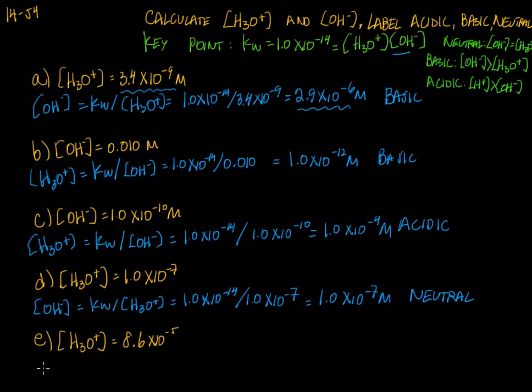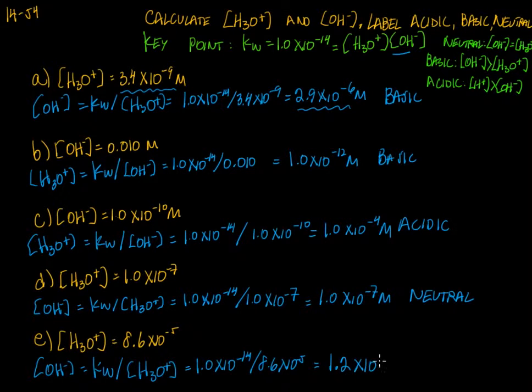For part E, similar type of thing here. We solve for the hydroxide concentration. Kw divided by the H3O plus concentration. Plugging in our given values gives us, after some calculator work and rounding to two significant figures, 1.2 times 10 to the minus 10th. And if you look at the concentrations here, it looks like H3O plus is greater, so we would label this solution as acidic.